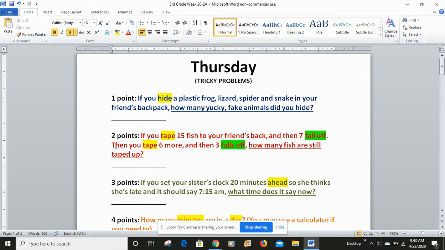In the second question, it's worth 2 points, a little trickier. If you tape 15 fish to your friend's back, which is mean, but we're going to continue, and then 7 fall off. Then you tape 6 more, and then 3 fall off. How many fish are still taped up? So if you're taping or putting something on someone's back, is there more now than when you started? If things fall off that person's back, is there more or less? So once again, maybe that gives you a clue.